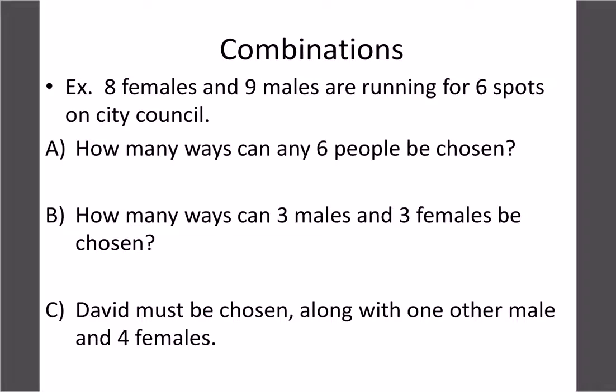So let's do a couple examples. Next one here, it says we've got 8 females, 9 males. We want to have 6 spots. We want to pick any 6 out of the total people. So we'd have 17C6, and just type that in and you've got your answer.